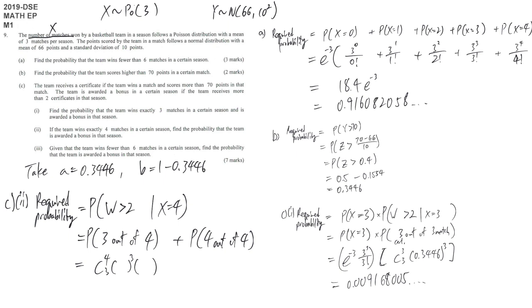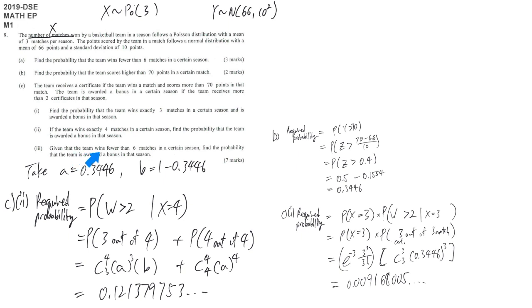Traditionally in textbooks we use P and Q, but I use A and B because I can use the memory slot directly and it helps me to reduce mistakes. So we put A and B here. And then the second term is among 4 we get 4, and we succeed 4 times. Then we get the probability 0.121379753 logically.